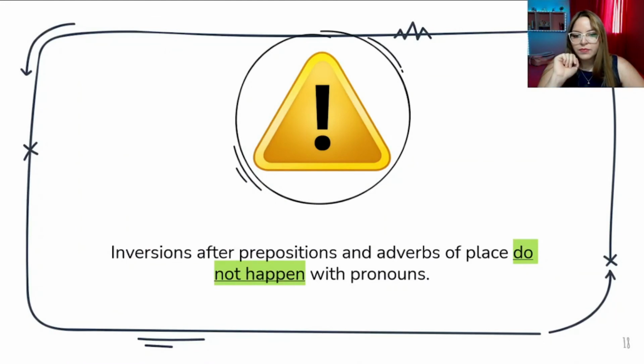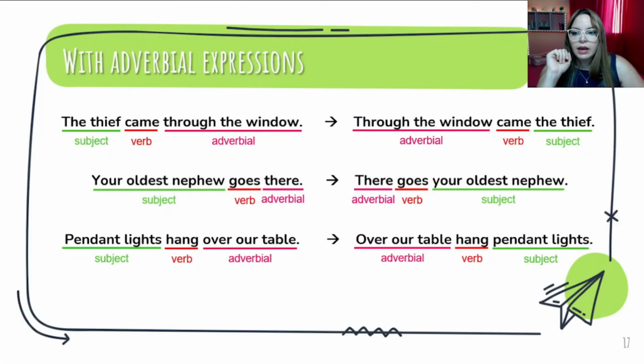Okay, but pay attention. Inversions after prepositions and adverbs of place do not happen with pronouns. Let's look at the previous examples. In these three sentences, our subjects were specific things or people. Here, we can't find personal pronouns like I, you, he, she, it, we, you, or they. Here we have the thief, your oldest nephew, and pendant lights. Our subject is always specific with adverbial expressions.